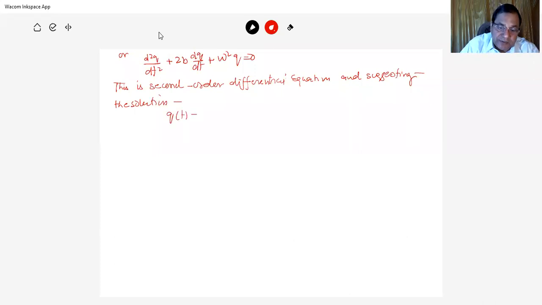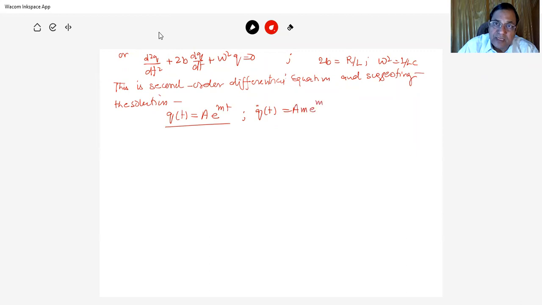That is, q(t) is equal to a e raised to the power mt. One thing is important, that 2b is equal to R by L and omega square is equal to 1 by LC, as it is. So this is the solution: q(t) is equal to a e raised to the power mt. The first differential, dq by dt, is equal to a m e raised to the power mt, and the second differential, that is q double dot of t, is a m square e raised to the power mt.